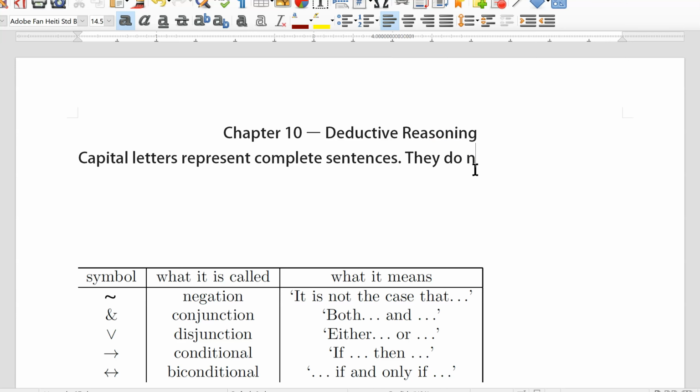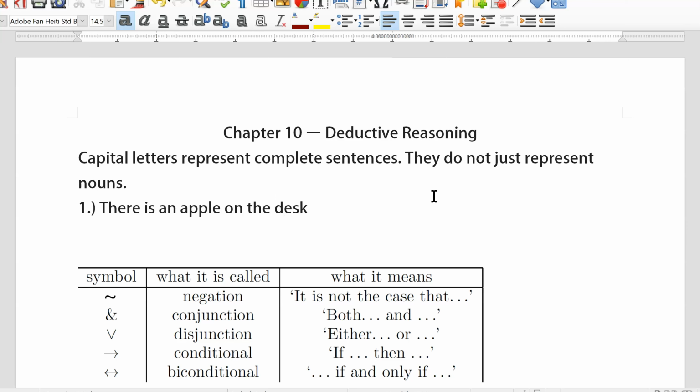They do not represent just words, right? In that example, we had there is an apple on the desk. The A didn't just say apple. That's not a claim, right? The A represented this entire sentence.